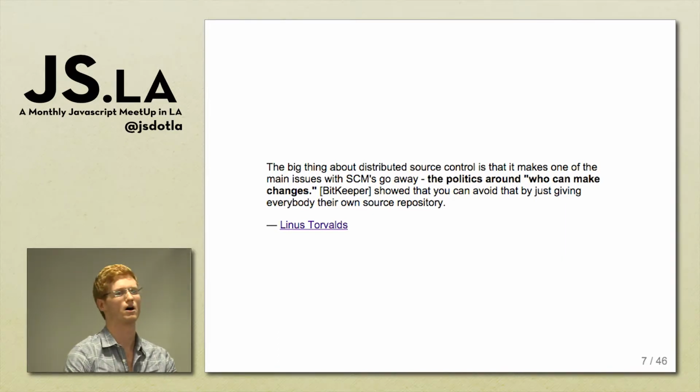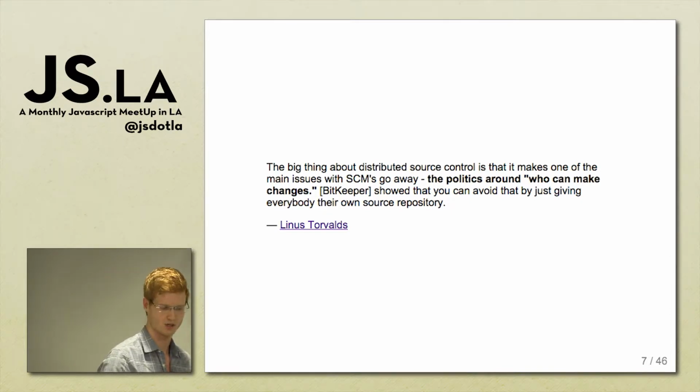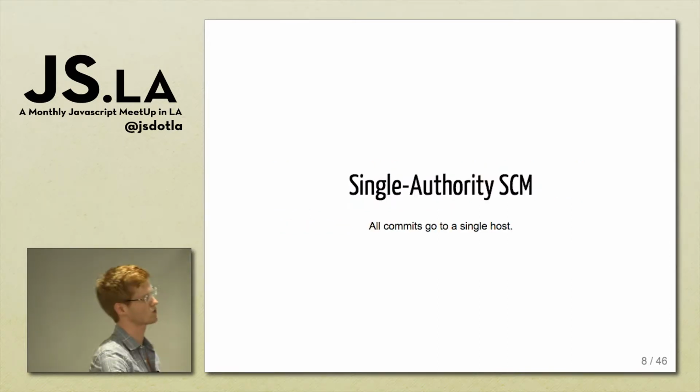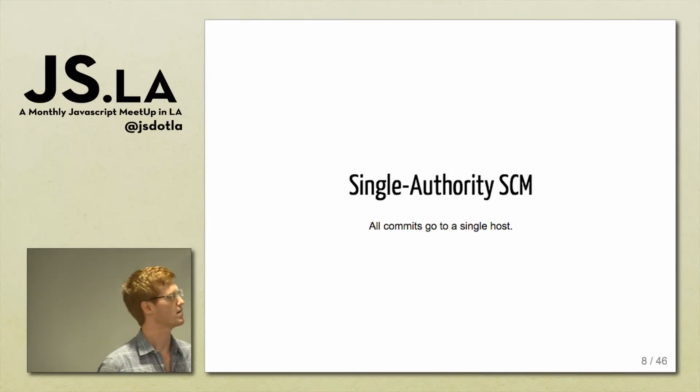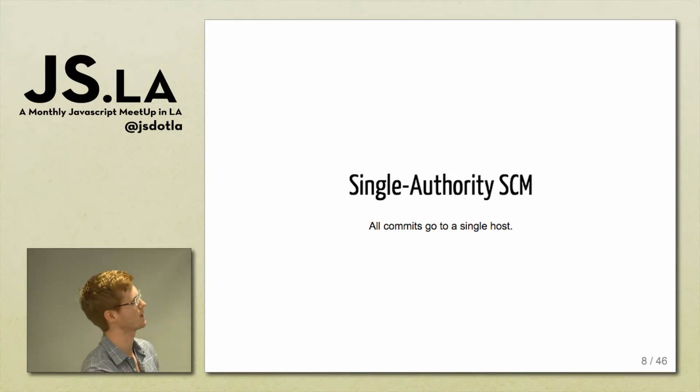Now, what is he talking about with the politics around who can make changes? Well, if you're dealing with a traditional host-based source control system, which you can call single authority, you actually have one computer, which is the single host of the repository. Think, for instance, of SVN: when you make a commit, your machine will create a connection to the repository host and negotiate the commit process between those two computers. It's easy to forget that because we've used Git for a while where you're able to make local commits. But in SVN, you're actually going to make contact with the host every time.